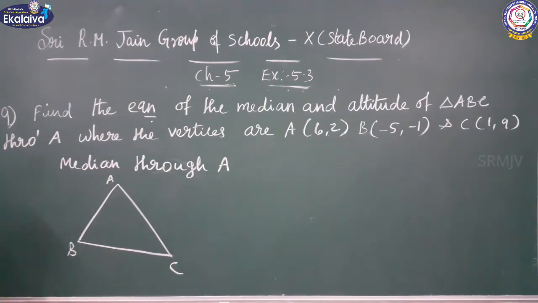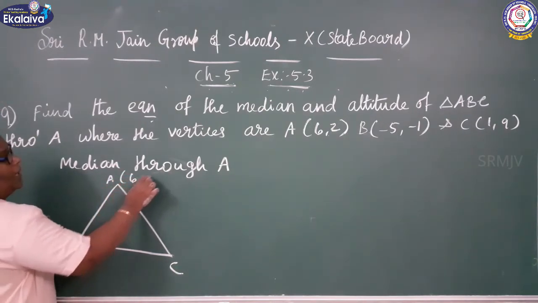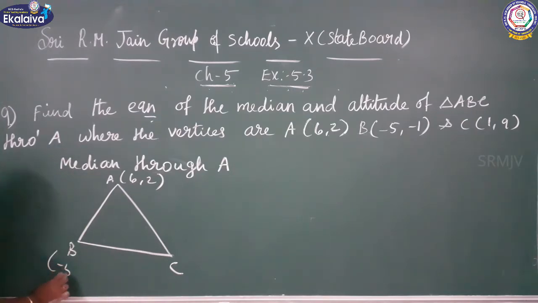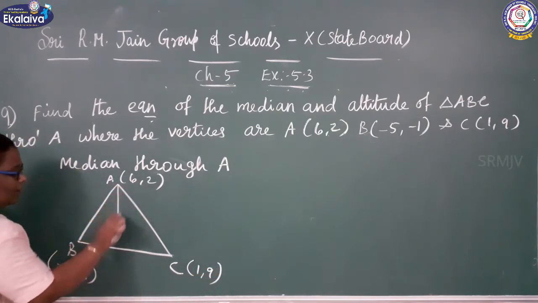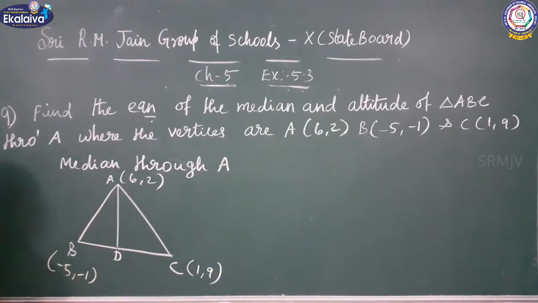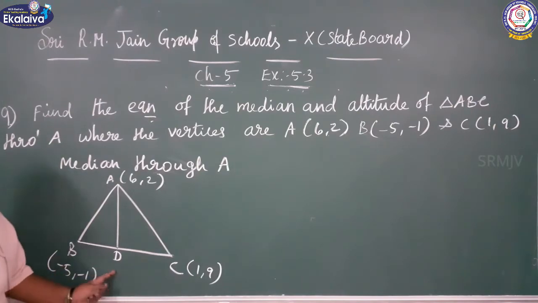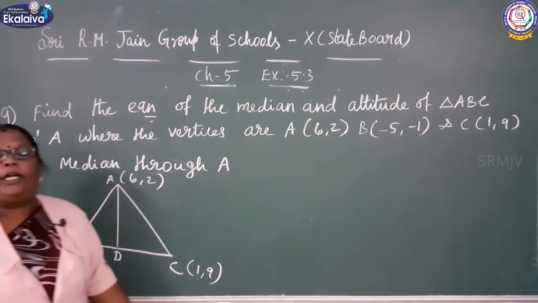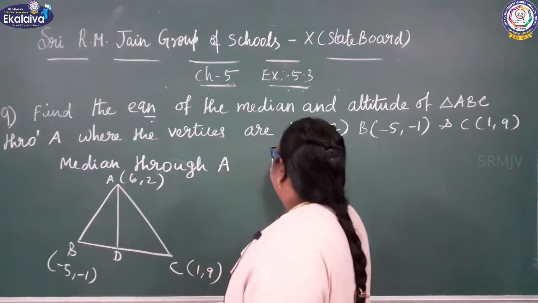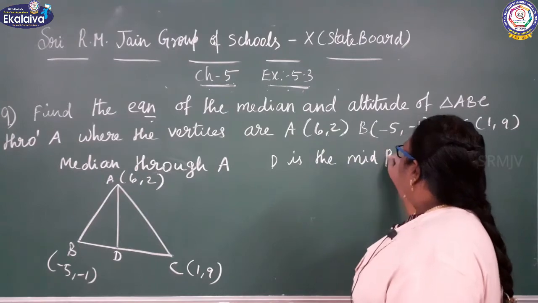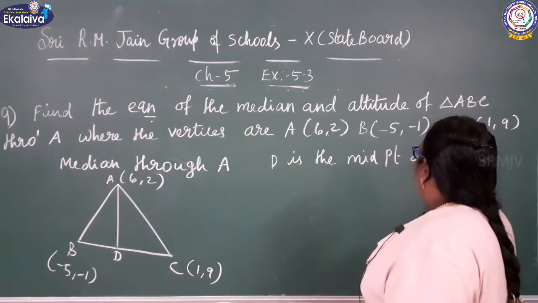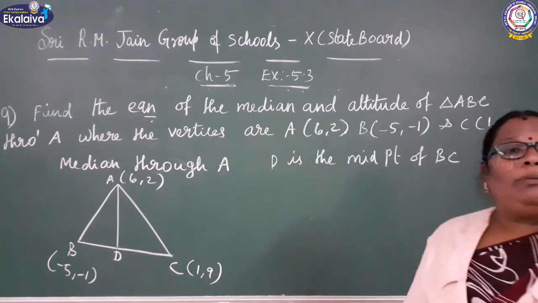Take the triangle ABC. A point is 6, 2, B point is minus 5, minus 1 and C point is 1, 9. Draw the median and mark it as D. So first you should find out the value of D. D is the midpoint of BC. You should find out the midpoint first.